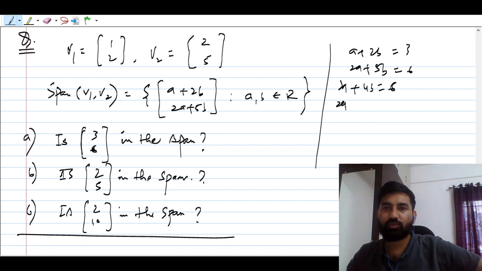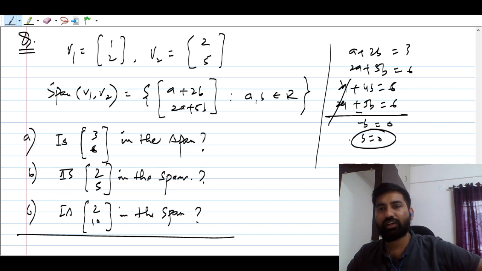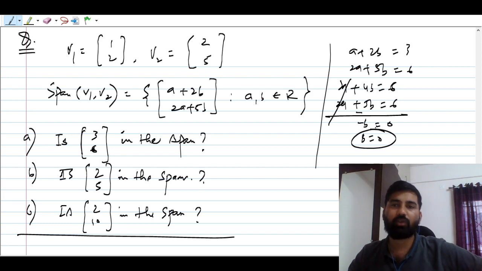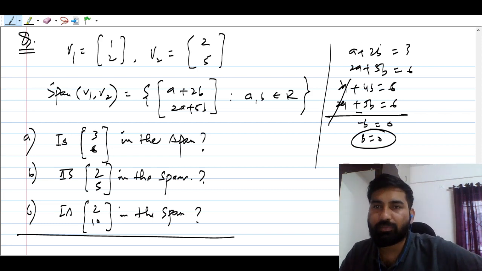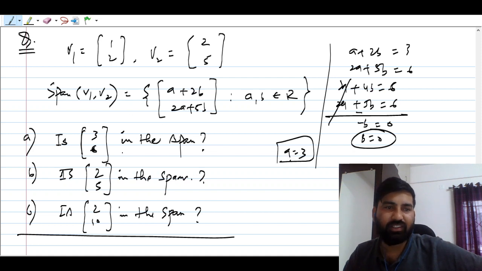And this is going to be 2a plus 5b equal to 6 only, right? So here, if we cancel this, what will we get here? Minus b equal to 0. b equal to 0, you are getting, right? b equal to 0, okay? And if you put b equal to 0 here, then a equal to 3. Yes, so this is in the span, you can say, right? It will be in the span.